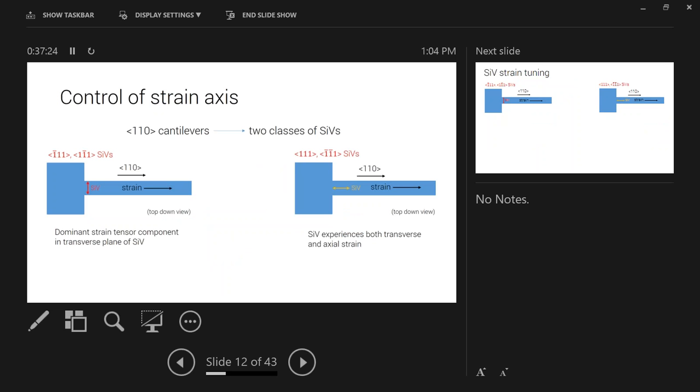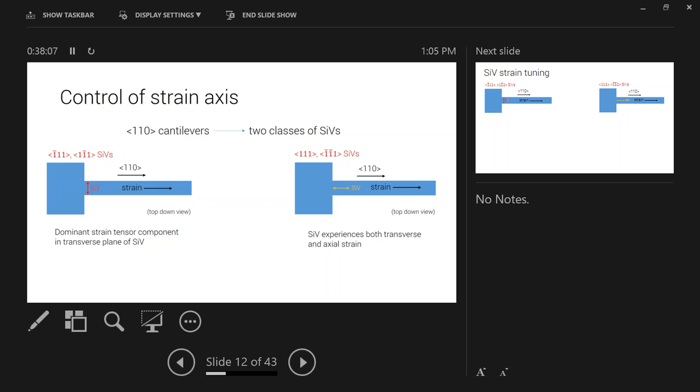Another thing that we can do in our experiment, which was not possible in the 90s version of this experiment that I showed earlier with the old data, is that we can control the strain axis simply by fabricating these cantilevers along the 110 direction. We know that the silicon vacancies occur along the 111 axis of diamond. Because of the crystal symmetry of diamond, that means there are 4 identical orientations. But once you fabricate this cantilever and apply strain along 110, you've broken that symmetry to differentiate 2 classes of SiVs.